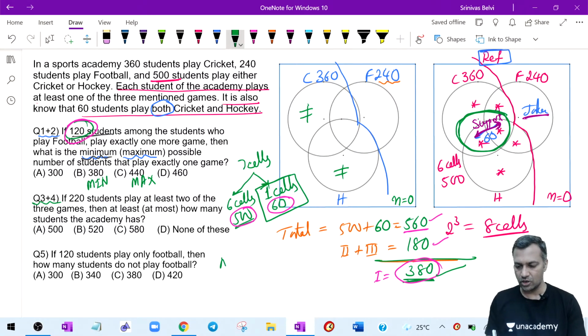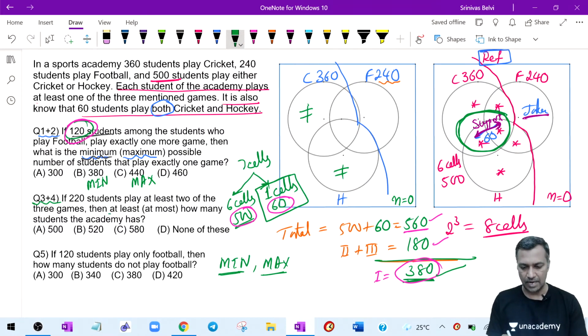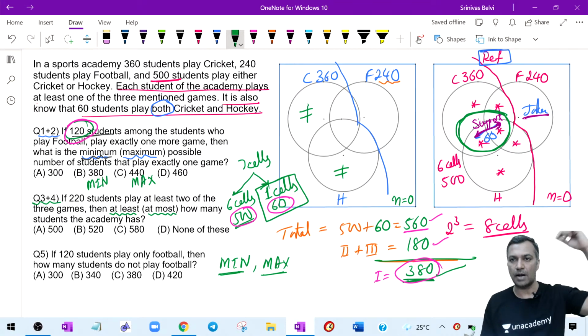First, you give me minima, comma, maximum. Give me the answer in this format. Question 3 and 4. 3, comma, 4. Once you do minima, once you do maxima. At least means minima. At most means maxima. At most means upper limit. At least means lower limit. Figure out both lower limit and upper limit.